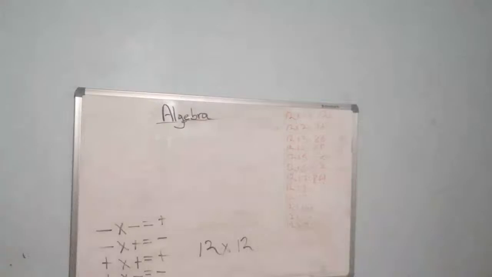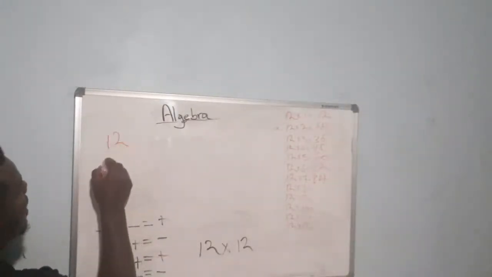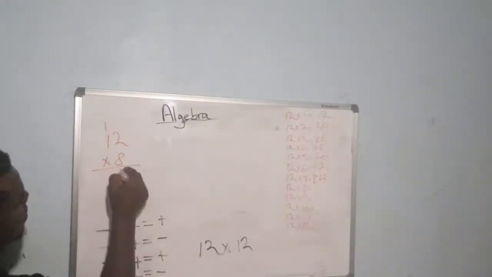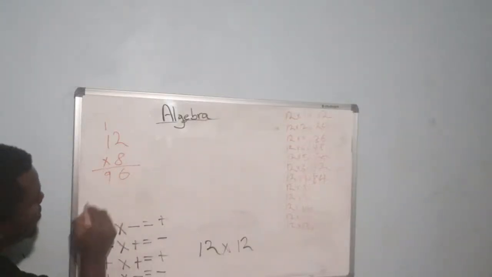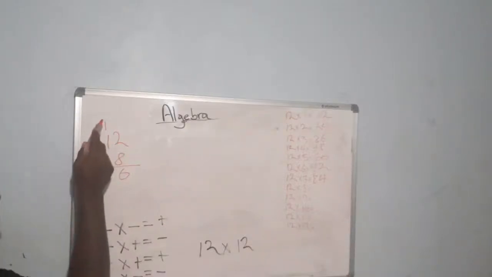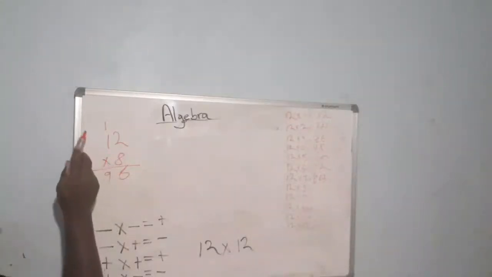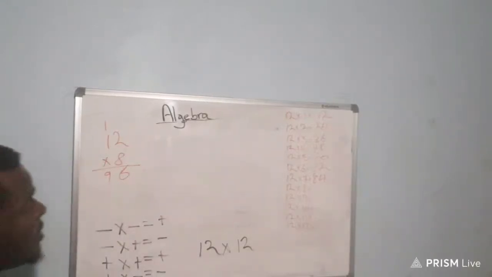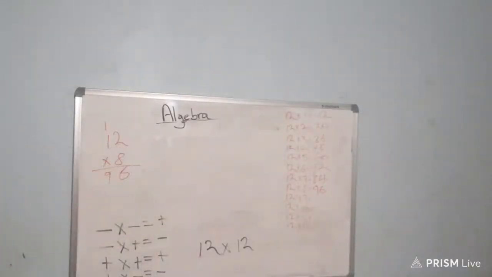So it's 12 times 8. Still at 12 times 8. So 8 times 2 is 16. And 8 times 1 is 8 plus 1, 9. So 8 times 2 is 16. We carry the 1 and we put the 6 down here. Alright? And 8 times 1 is 8 plus another 1 is 9. So 12 times 8 is 96.